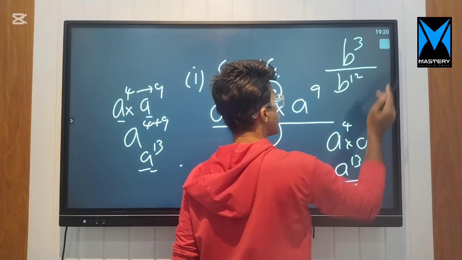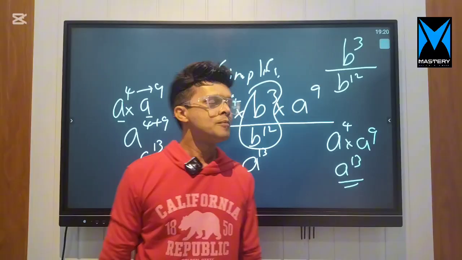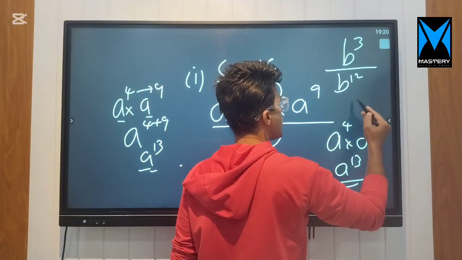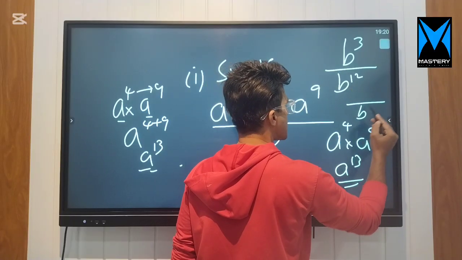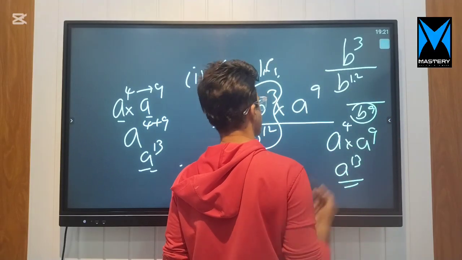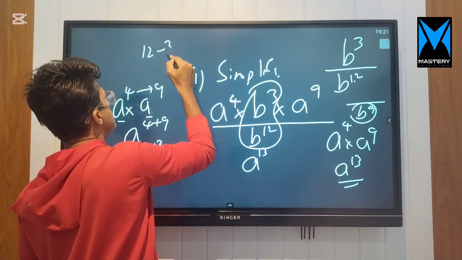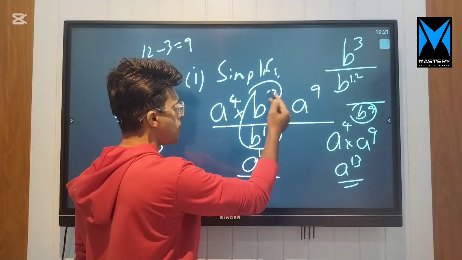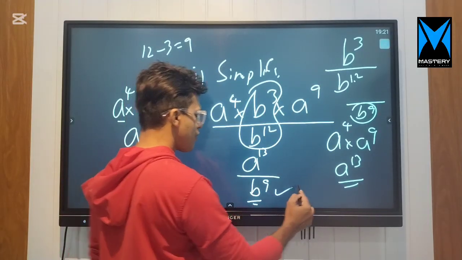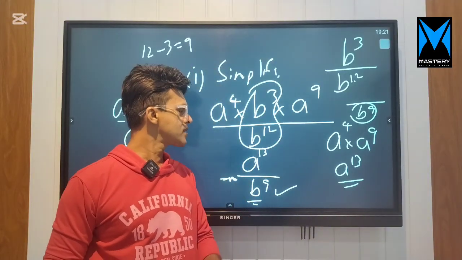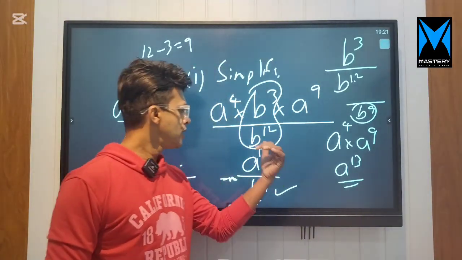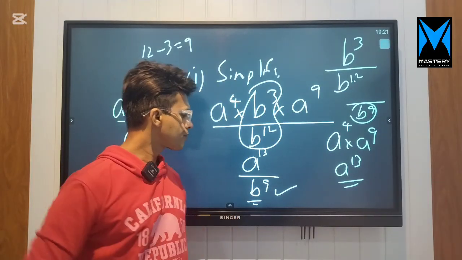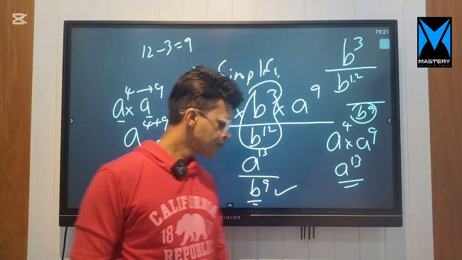When it divides and the base is equal, you are able to subtract indices. So 12 minus 3 is 9, and that is written in the denominator. The reason is that the greater value of the index is found in the denominator here. Therefore, we take the answer as a to the power 13 over b to the power 9.